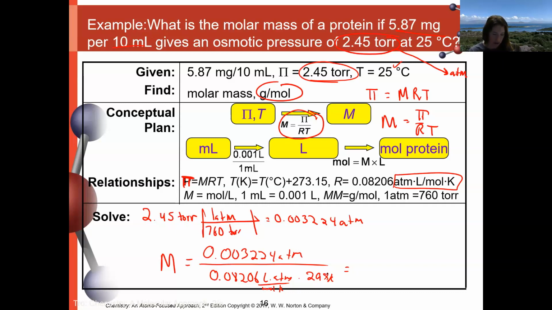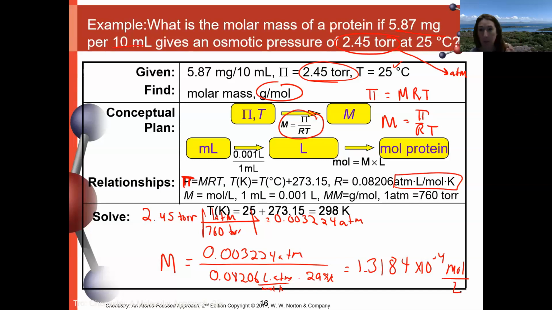So what do we get? Oh, I shouldn't have deleted that. 0.003224 over 0.08206 times 298. This is why I always do these before. So I got 1.3, and then 184. I'm just going to keep more than I need, times 10 to the negative 4. And again, this is molarity, so it's moles over liters.